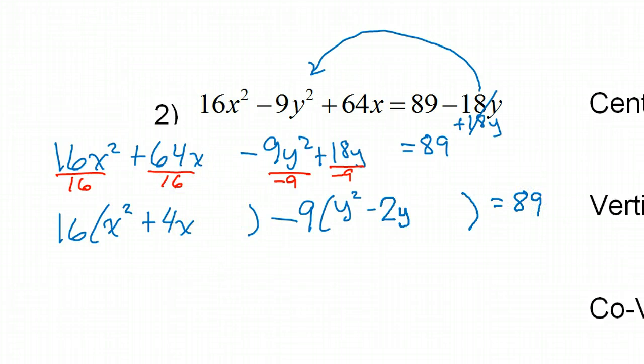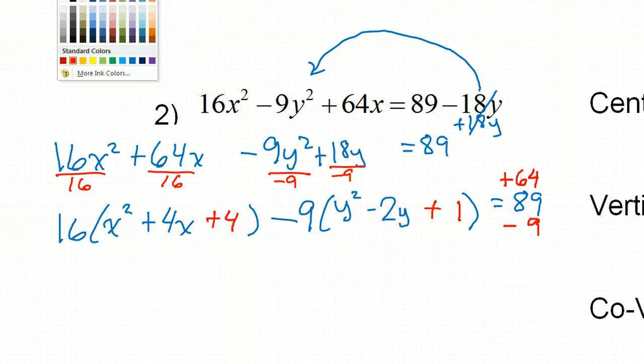Now let's complete the square. Half of 4 is 2. 2 squared is 4. Now, I am not going to add a 4 over here. This is really 16 times 4, which is 64. Alright, there's my 64. Meanwhile, over here, half of 2 is 1, and 1 squared is 1. But I'm not going to add a 1 over here. This is really negative 9 times 1. Not 9 times 1, negative 9 times 1. So that's, of course, negative 9.